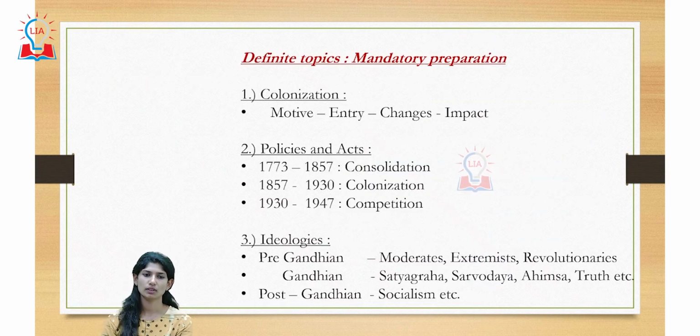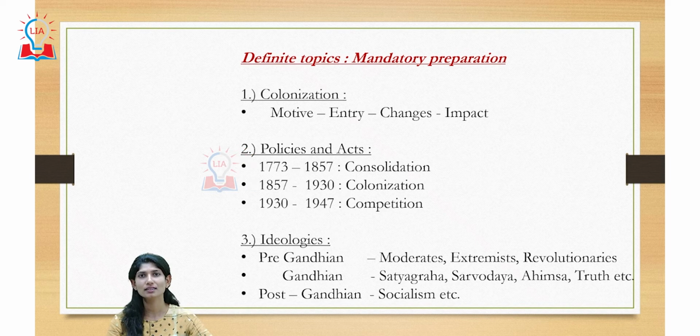The first one, colonization. Now, with the advent of Europeans in 1498, the initial reason being trade. Now, did it stay the same or did it change? Did it change into territorial acquisition, territorial possession, monopoly? What was the reason that they came in? What was the reason that they stayed? And what was the impact it had on the Indian subcontinent?